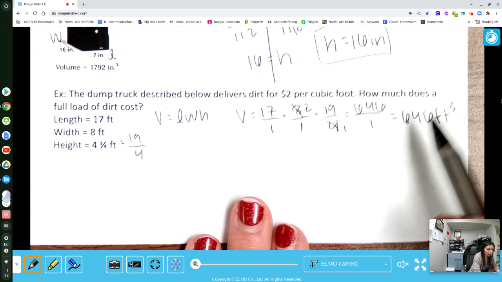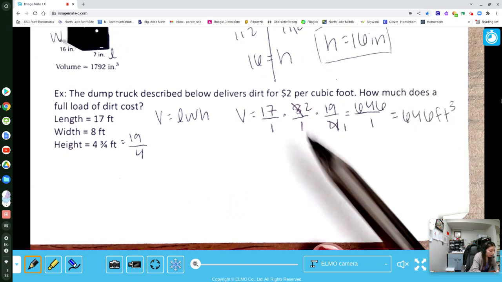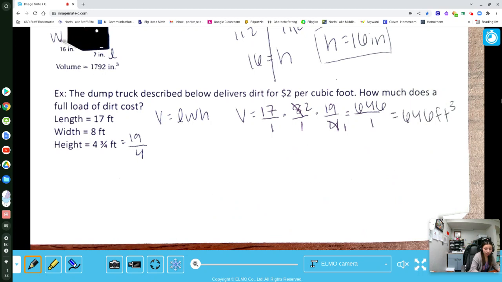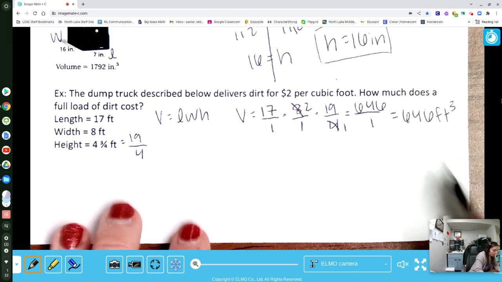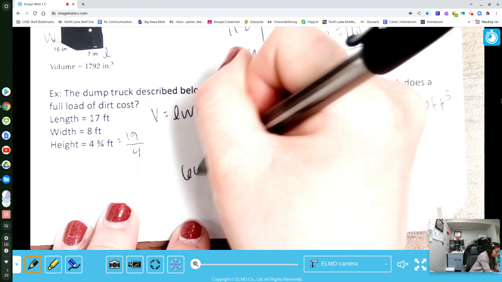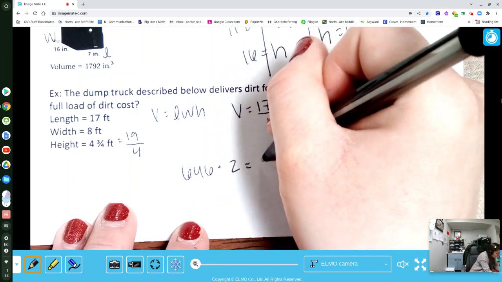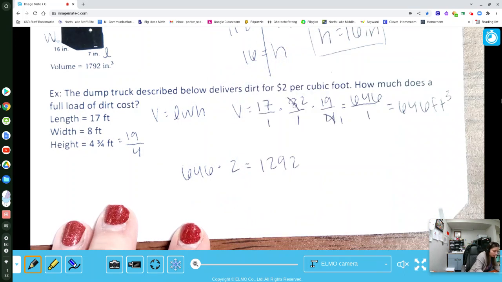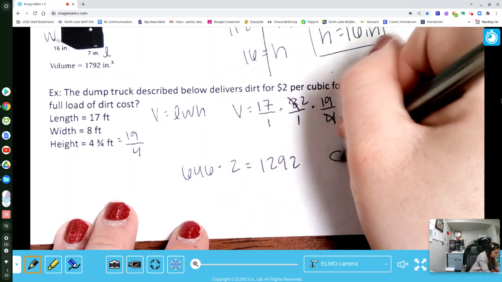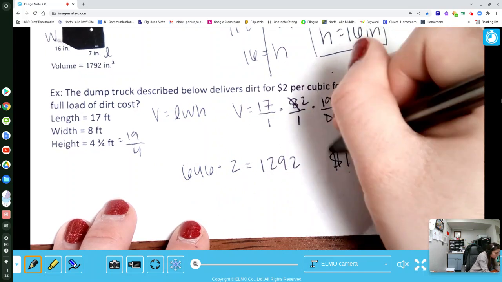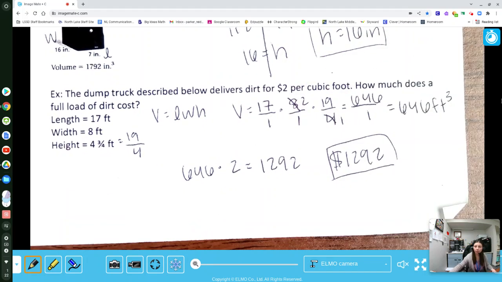And so then the question said, how much is it going to cost if every cubic foot is $2? If it costs us $2 per cubic foot, that means I need to take the cubic feet, 646, and multiply it by the $2 per cubic foot. That gives me 1,292. This means that it's going to cost me $1,292 to deliver this amount of dirt.